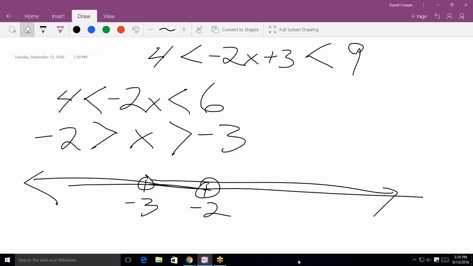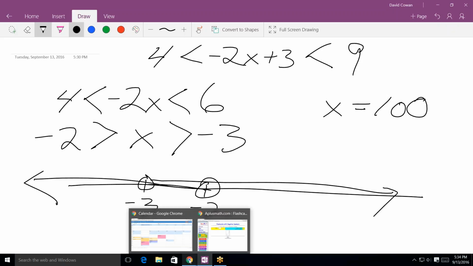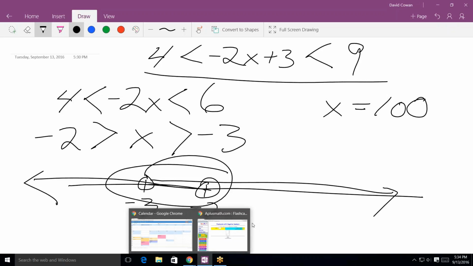And if you plug in some numbers, in other words, the way I tried to tell you that it was all real numbers, we know that's not true because 100 doesn't work, right? Can x equal 100? No. If x was 100, this would be negative 197, which is not between 4 and 9. So their answer is actually correct if that was the problem.